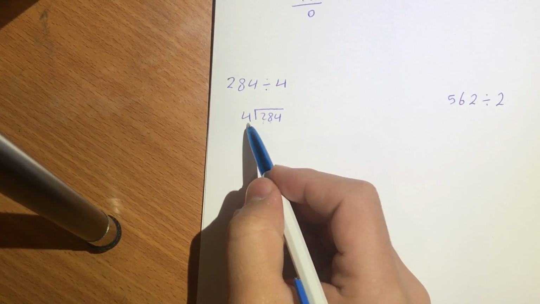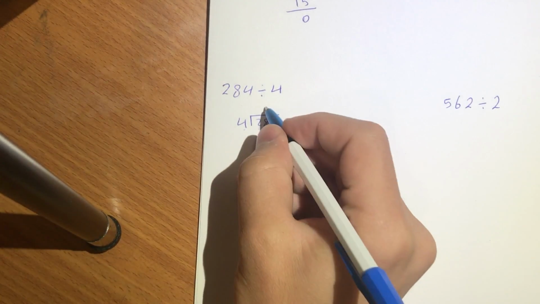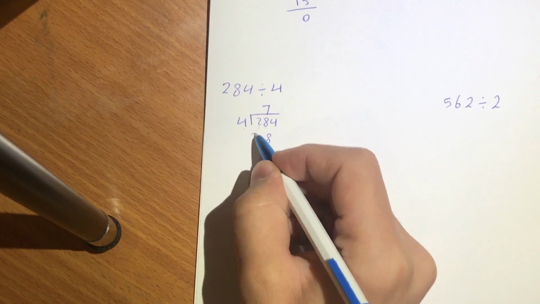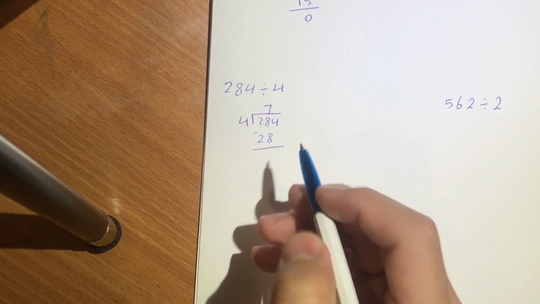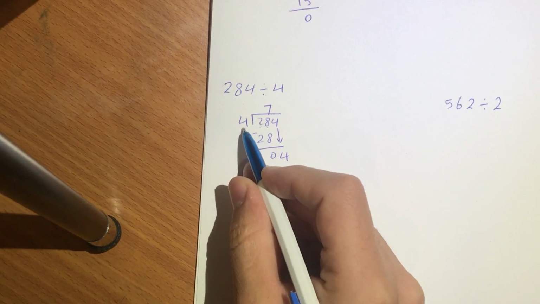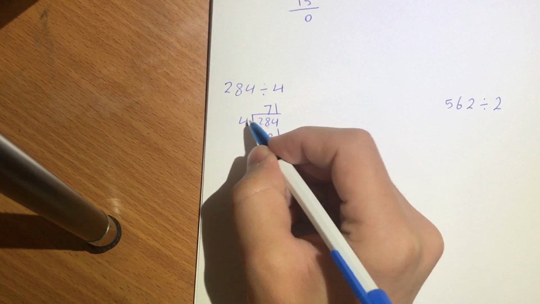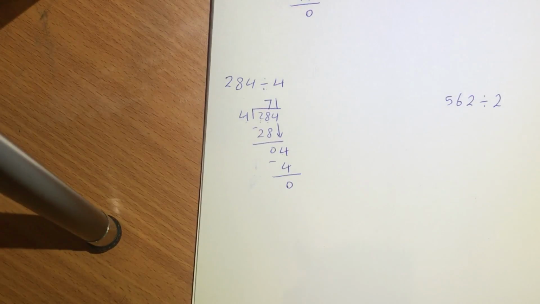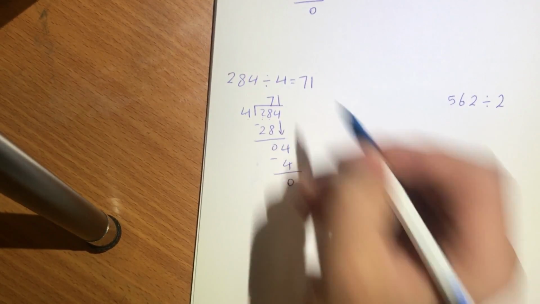Now 28 divided by 4 is 7. 7 times 4 is 28. Subtract that, you get a 0. Bring in the next number, 4. 4 divided by 4 is 1. 1 times 4 is 4. Subtract a 0. So the answer is 71.